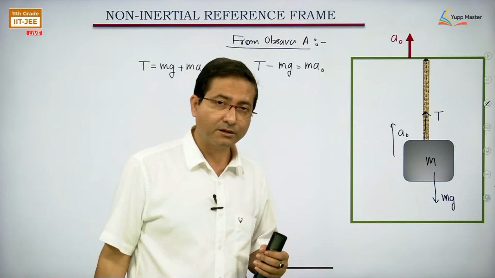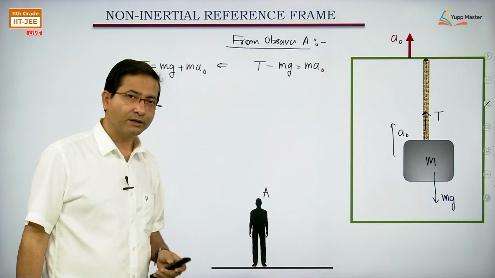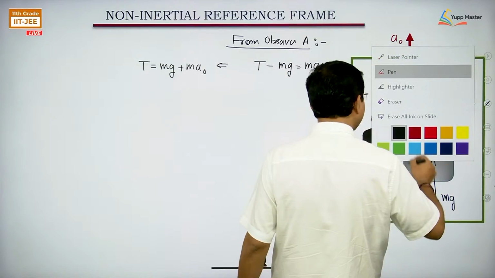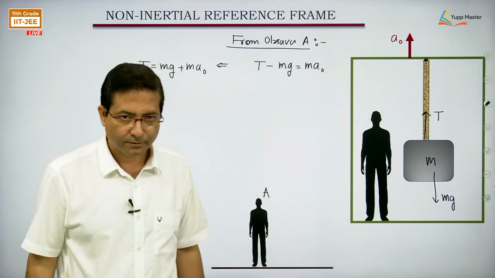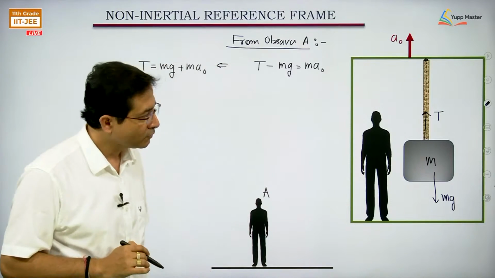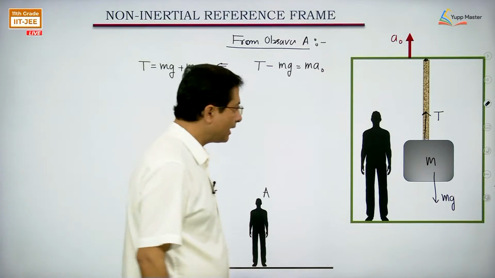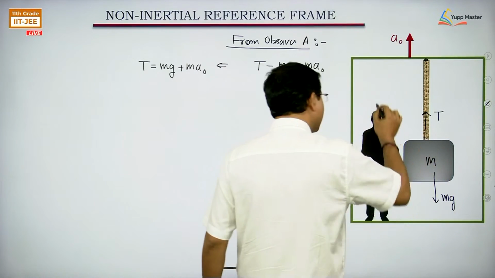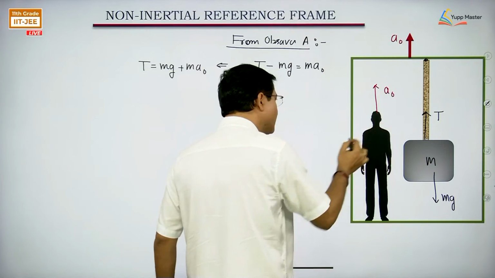Now visualize the situation that the person standing inside the elevator wants to calculate the value of tension. So this observer, first, what is he going to observe? As he is inside the lift, he is not going to observe any acceleration of the block. He will observe that the block is stationary at a particular location, right? So he is not going to observe any acceleration, as his frame is non-inertial. As he is inside the lift, it is going with the acceleration a0, his frame is non-inertial.